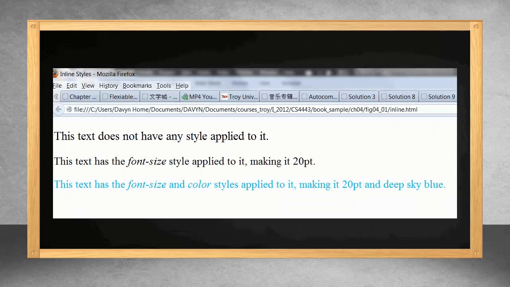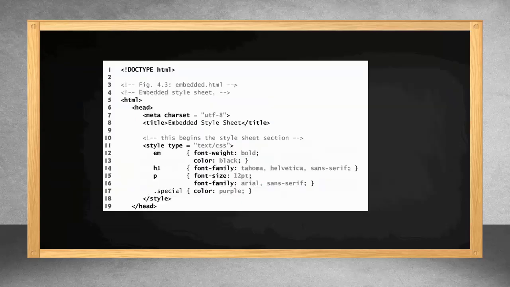Here is the output of the web page, from the source code we just saw. In the middle line, we changed the font size to 20 points, and in the third line, we changed the color of that paragraph to deep sky blue.